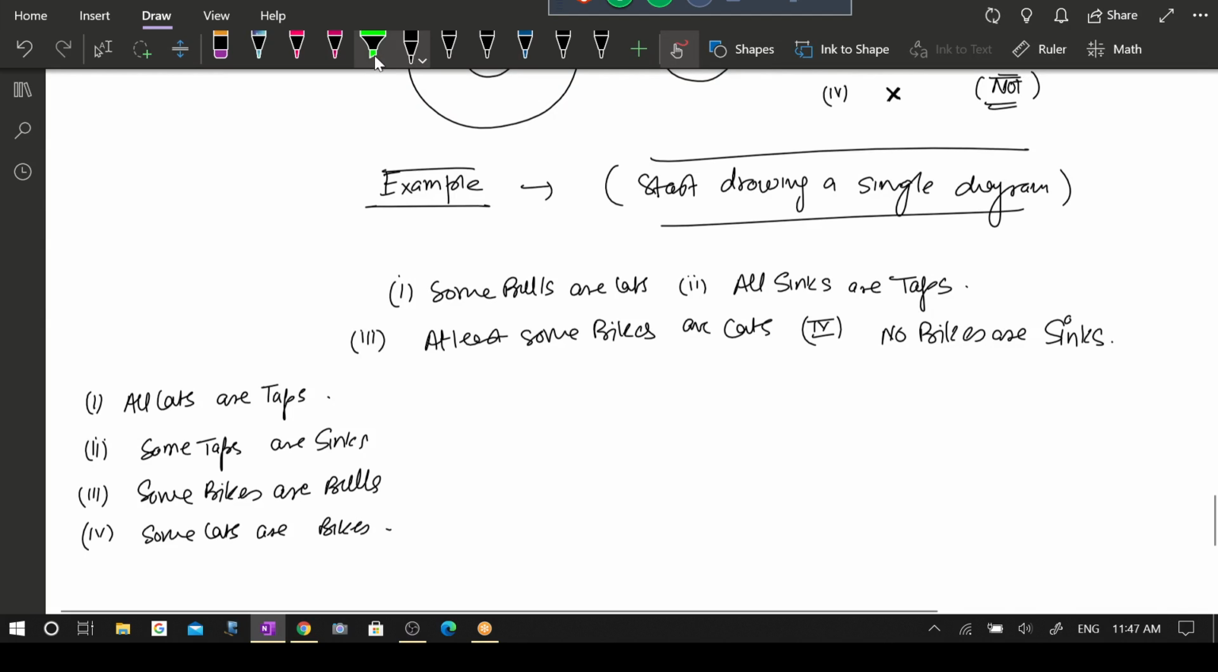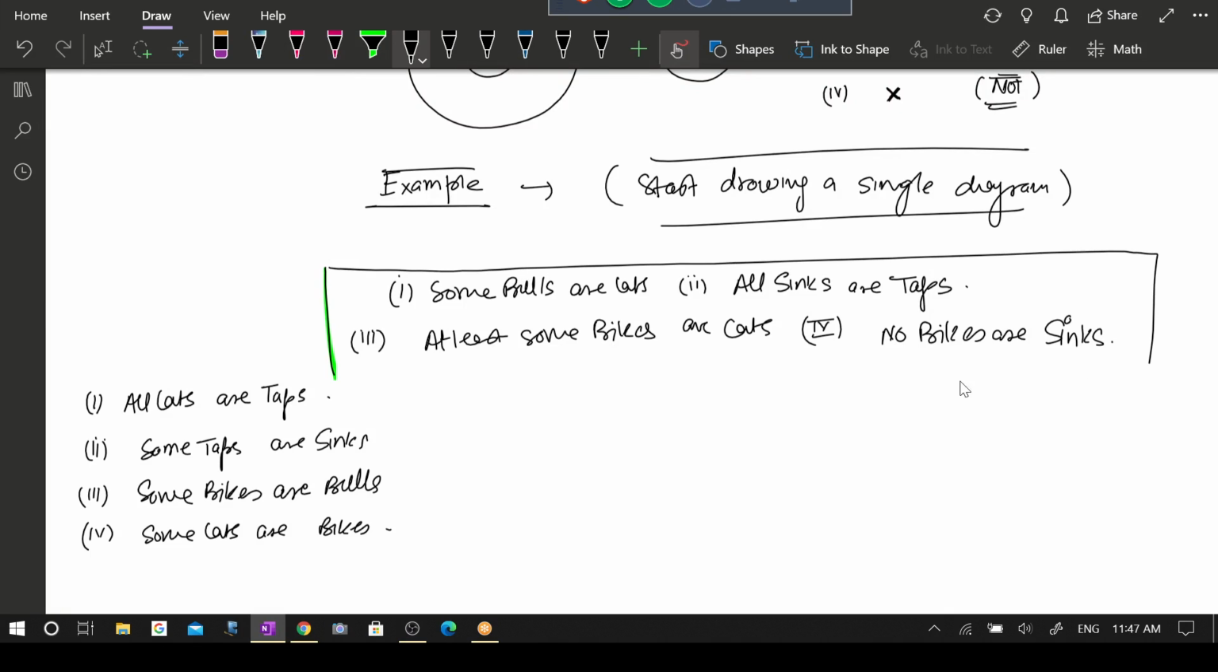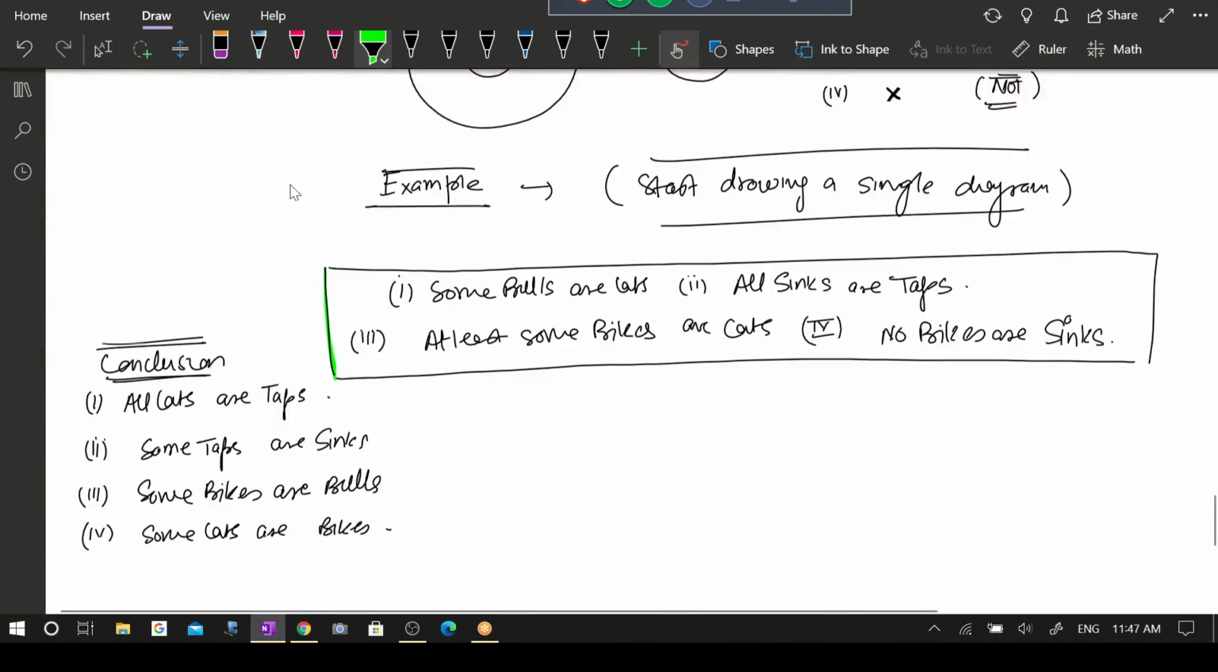Now the best part, what I meant to say. See, this is beautiful. Listen, all of you. Please pay attention now. These are the statements, and these are your conclusions. If you are given a set of statements and in the conclusions there is no conclusion having no or not, in that case the minimum possible diagram would give you the direct answer.